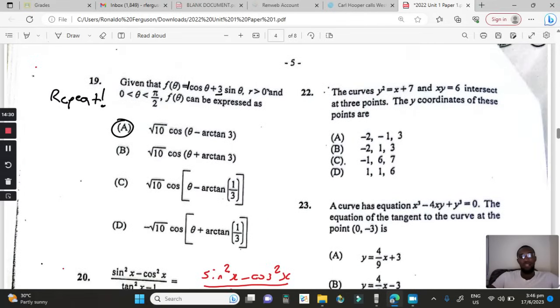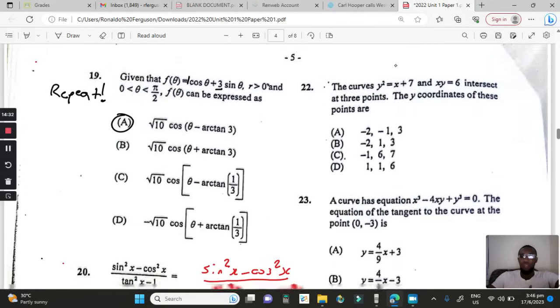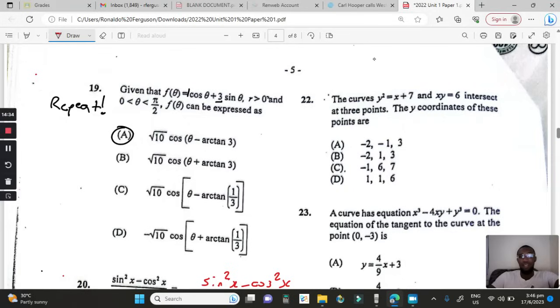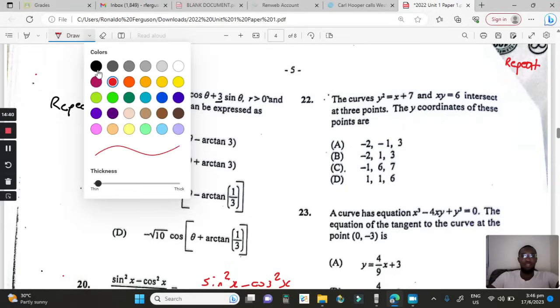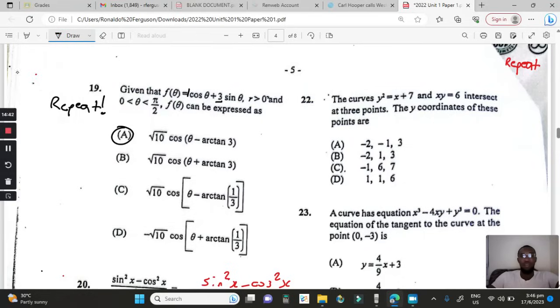Check the next one, 22. I know this is a repeat, but I can't remember the answer. Now make sure when you're studying, you remember the answer. Sometimes it's kind of difficult. It's kind of tricky. Be careful. So the y coordinates.